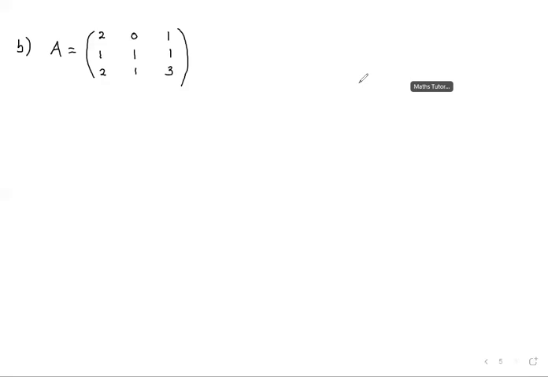Find A inverse. So it says, find the inverse, we first need to find the determinant of A. To find the determinant of A, we choose the first row.